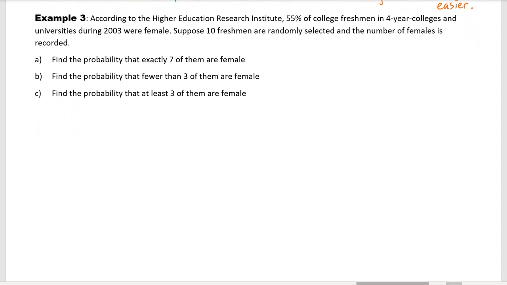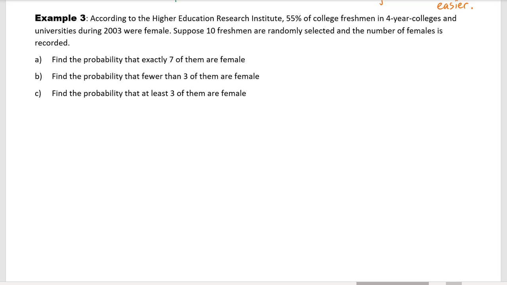Alright, so let's continue. Example 3. According to the Higher Education Research Institute, 55% of college freshmen in 4-year colleges and universities during 2003 were female. Suppose 10 freshmen are randomly selected and the number of females is recorded. Part A, find the probability that exactly 7 of them are female. Part B, find the probability that fewer than 3 of them are female. Part C, find the probability that at least 3 of them are female.